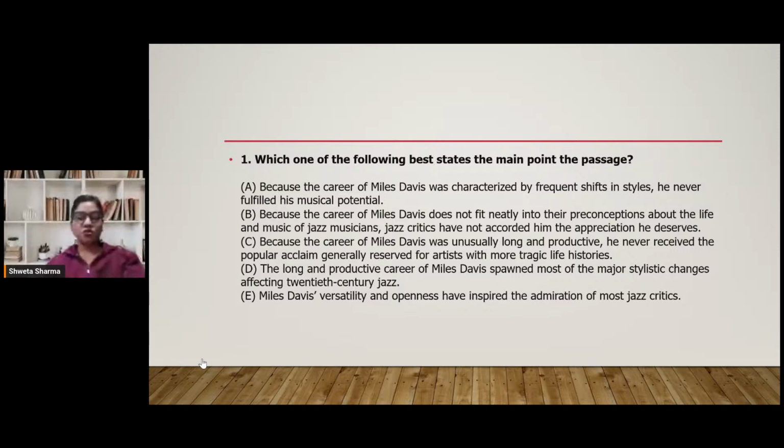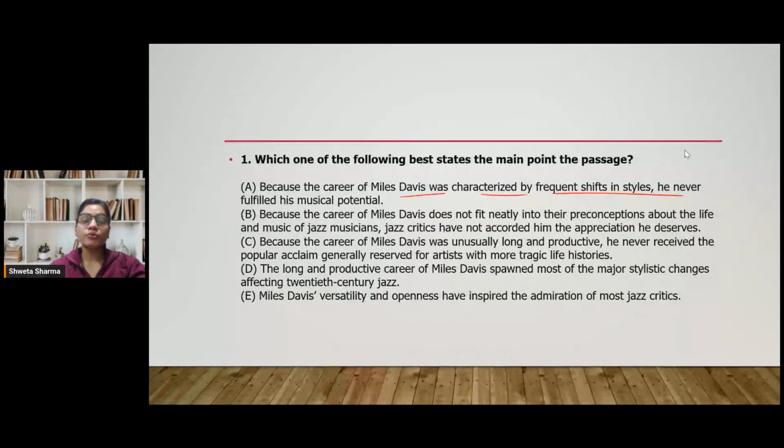Okay. So what does the question say? It says, which of the following best states the main point of the passage, right? We need to figure out the main point of the passage, what is being stated here. So one says, okay, let me just get my marker. So one says, because the career of Miles Davis was characterized by frequent shifts in styles, he never fulfilled his musical potential. How many of you think that A could be a good choice?